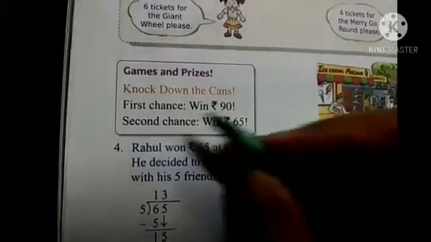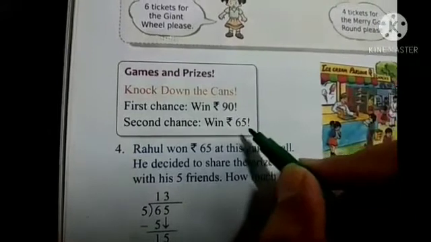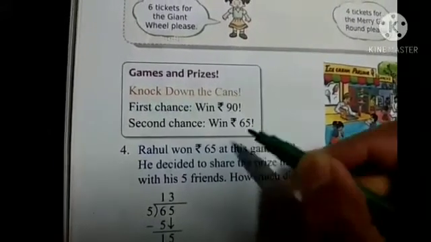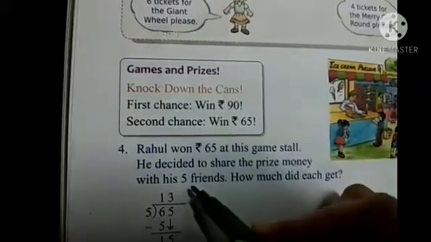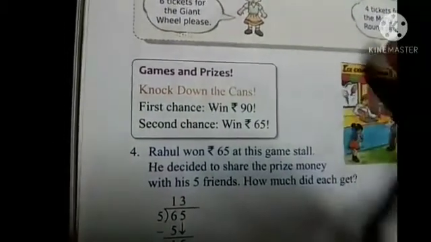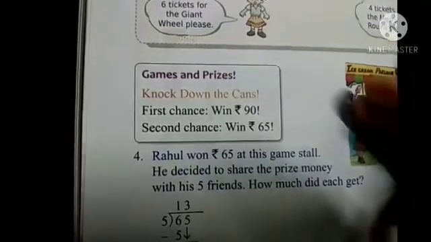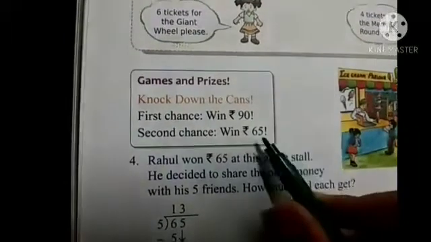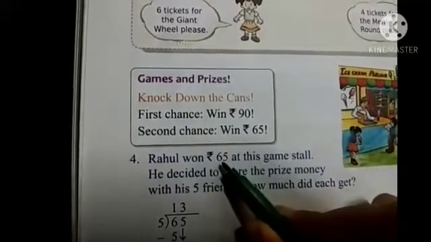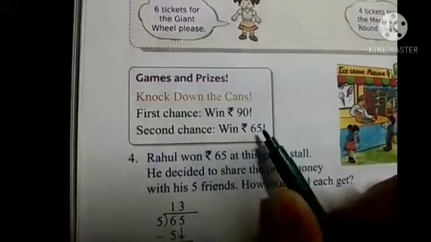Okay, so Rahul won this rupees 65. He wanted to divide it, divide this prize money with his 5 friends. So as you know, to share or to divide or to distribute, in that case we always use division, right? Because here rupees 65 we have to divide amongst 5 friends. So obviously you have to divide 65 by 5.